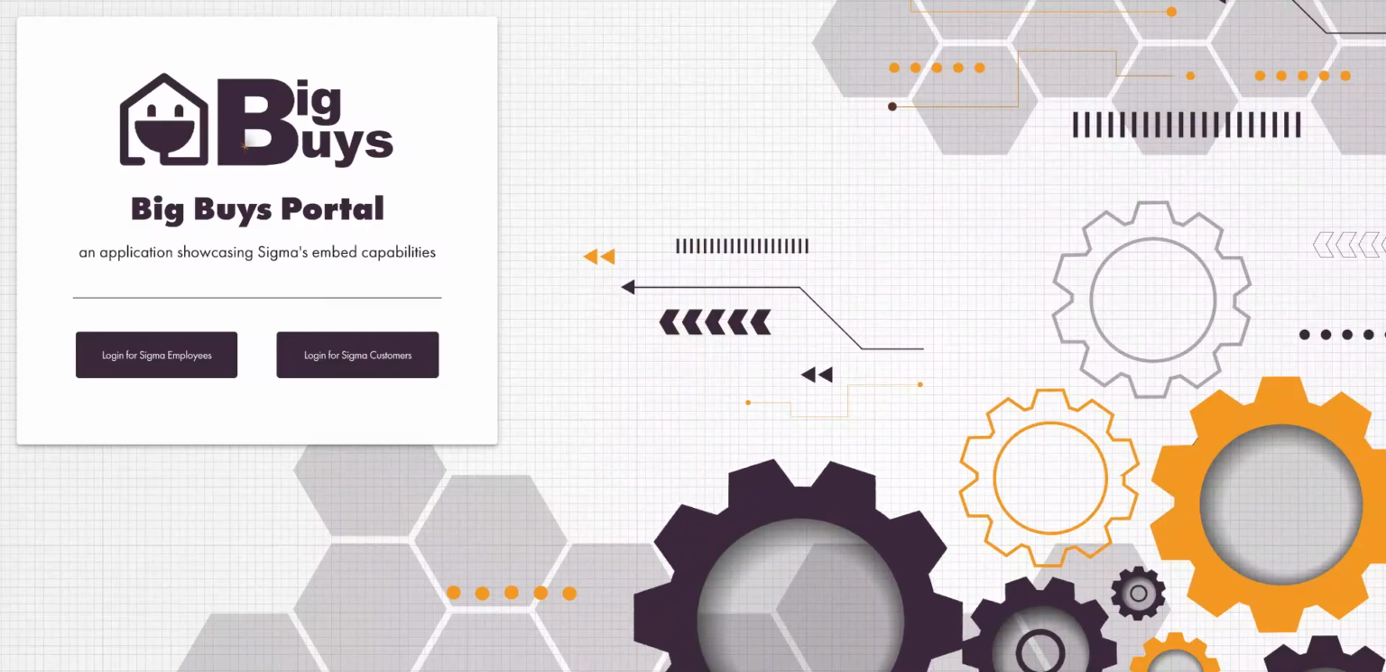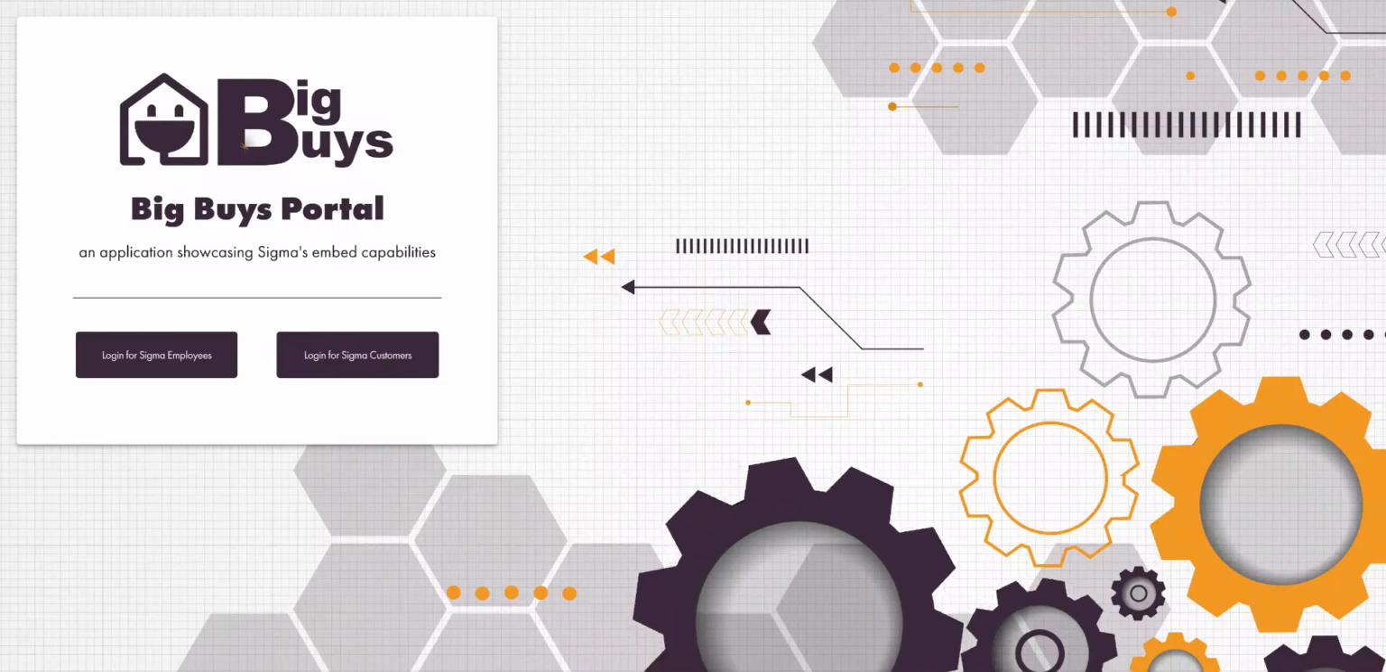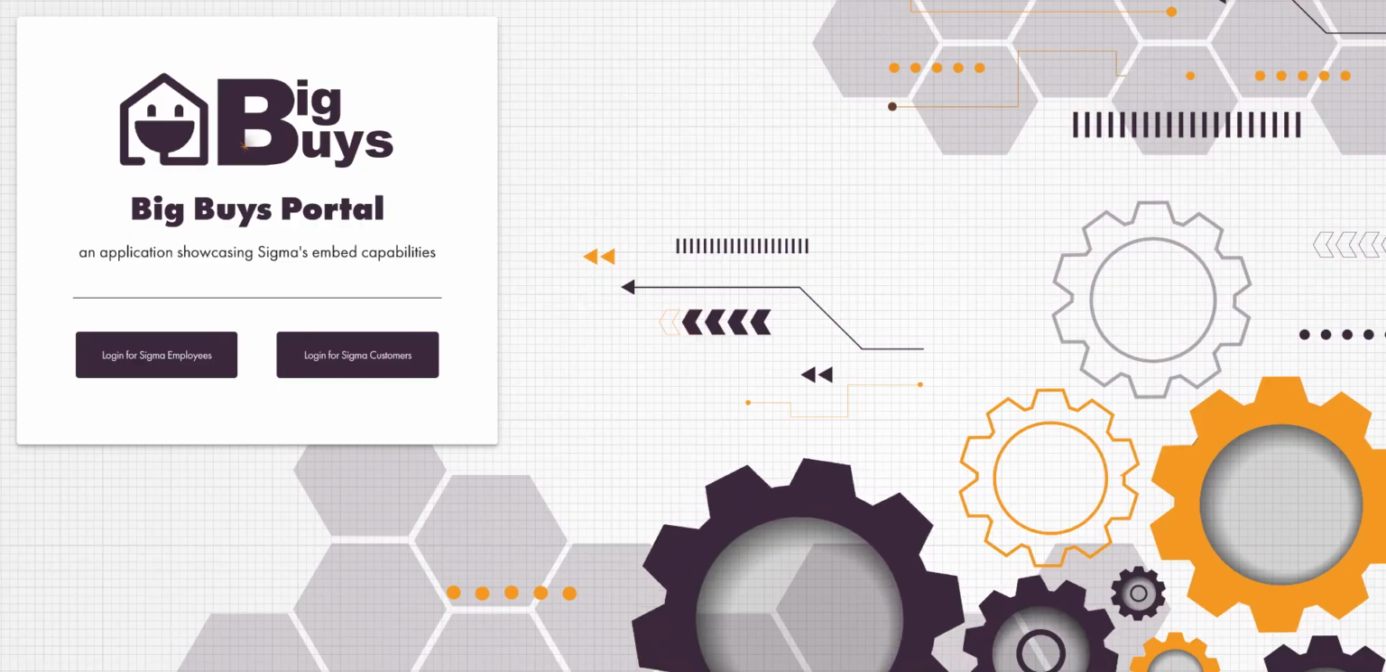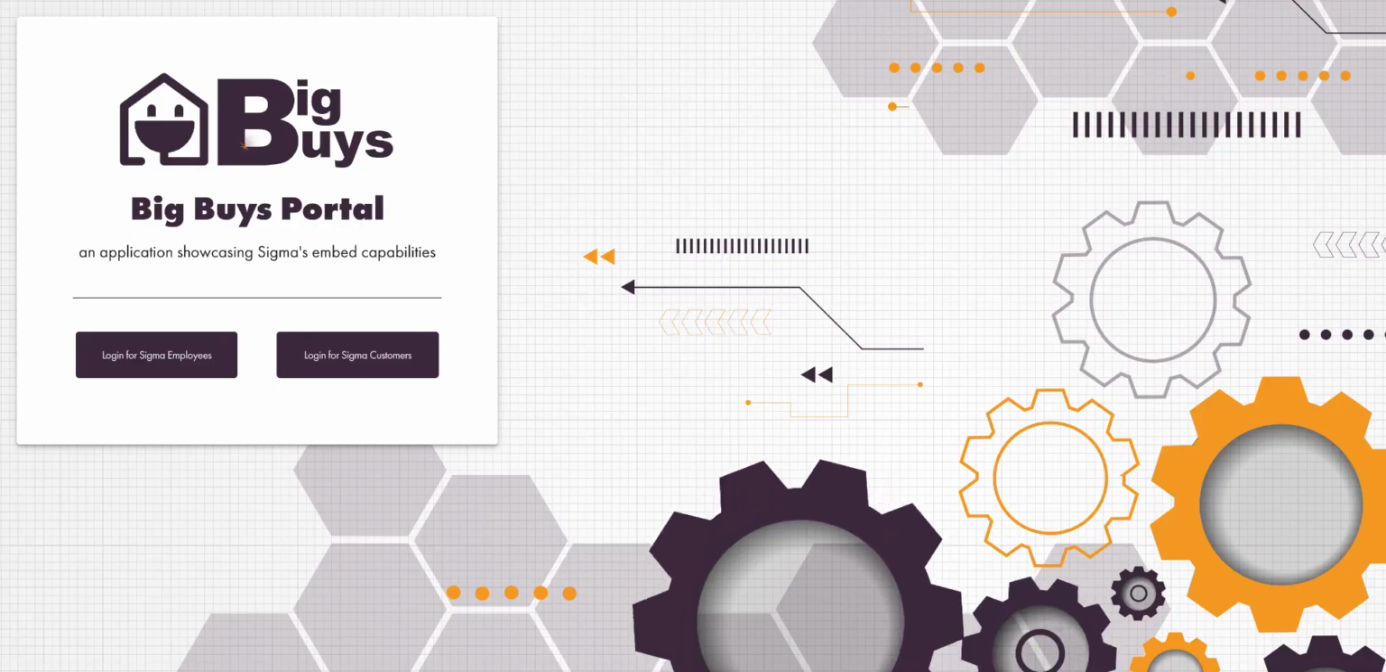All right, so let's get into the demo. So for context, this is a fictitious company named BigBuys.io that is a retailer and has a lot of data on revenue across the entire United States for various stores that it has.